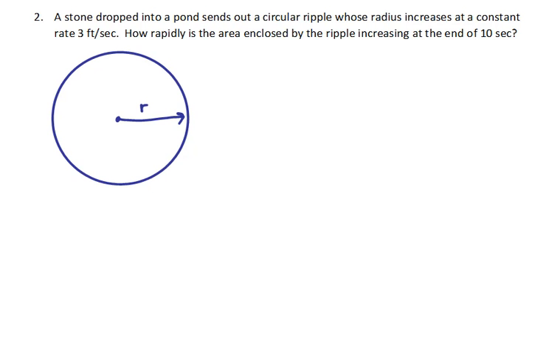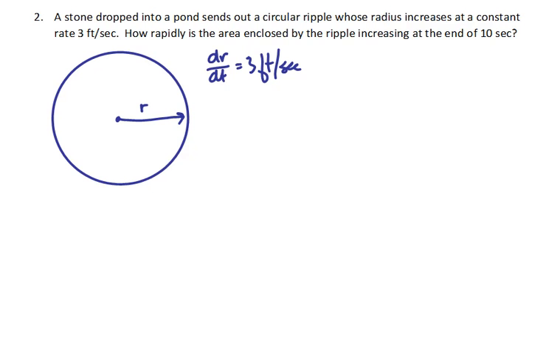So in this problem we have a stone dropped into a pond, sending out a circular ripple, and we know that the radius increases at a constant rate of 3 feet per second. So we have our circle here, and a circle has its radius. We do know that the rate of change of radius is increasing at a rate of 3 feet per second. So we record that dr/dt is equal to 3 feet per second.